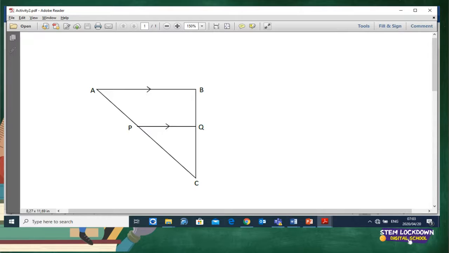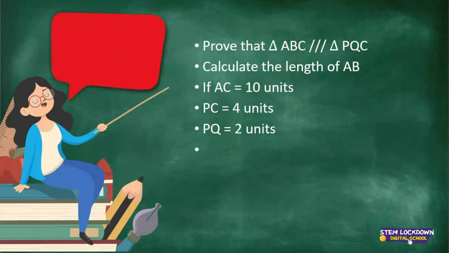This will be in the form of questions. Now that we have studied the triangle, we need to prove that triangle ABC is similar to triangle PQC. That is the first point. And of course, the second one will come to that, where you need to calculate the length of AB.